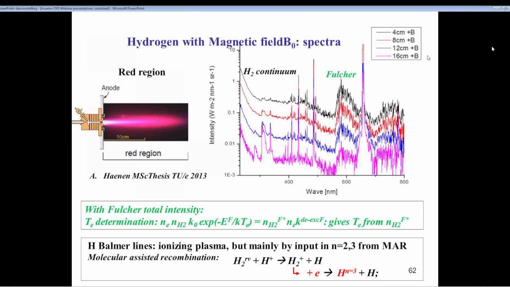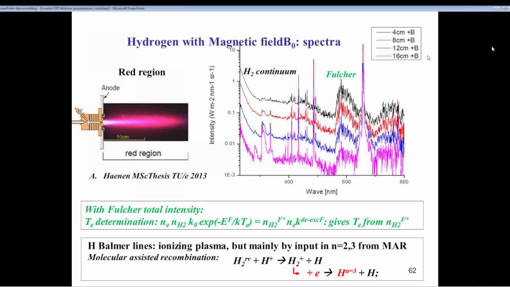You see on the left-hand side that you have a strong, what is called, hydrogen molecular continuum. This is actually the same emission which is used in the hydrogen or deuterium lamps to calibrate the spectrometer. It is a strong continuum, and I'll come to that at the end of this presentation. But first, the Fulcher total emission.